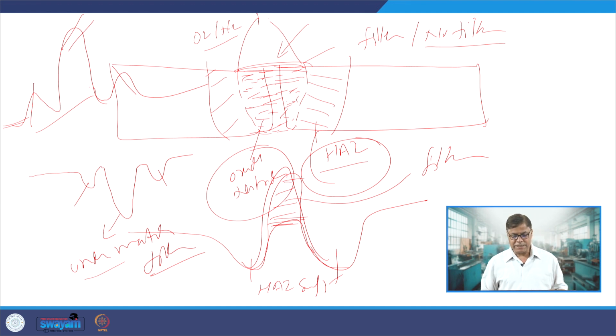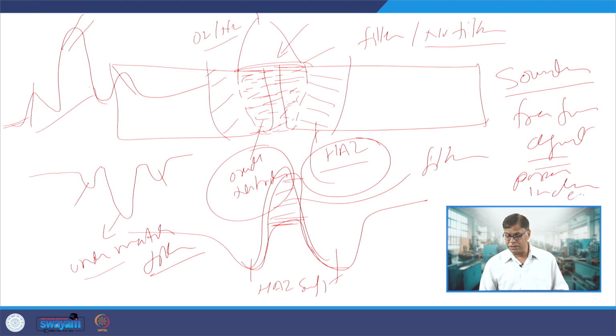Now, in this scenario, we will see what the various factors are that determine the performance. Certainly one aspect is soundness, meaning freedom from defects. If there are defects, then certainly the joint performance will be compromised. These defects can be in the form of porosity, inclusions, cracks, etc. If you have unfavorable welding conditions, then these defects will be there.